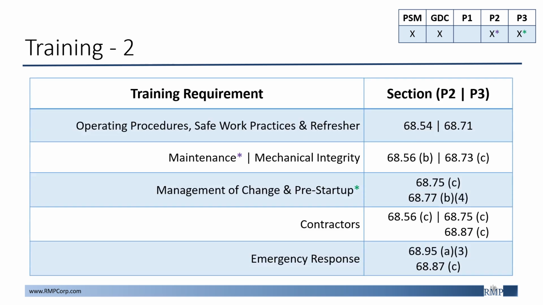This table shows some of the requirements for training. This includes operating procedures, safe work practices, and refresher. This applies to both Program 2 and 3. Maintenance applies to Program 2, and mechanical integrity applies to Program 3. Management of change and pre-startup apply to Program 3 only, and contractors and emergency response are both applicable for Program 2 and 3.